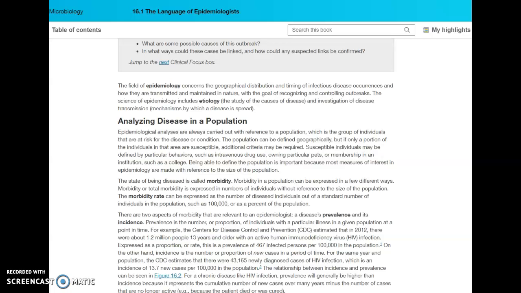Now, if we look at morbidity, we also want to look at prevalence and incidence. Prevalence is the number of individuals that have an illness in a specific population at a specific point in time. And so the example given here in your book is in 2012, there were about 1.2 million people 13 years and older with an active HIV infection. So this was the number of individuals with a particular illness in a specific population at a specific point in time.